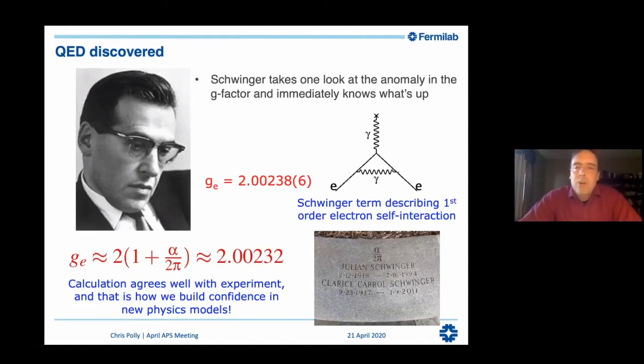So it didn't take Schwinger long to figure out what was going on. He was working at the time on the calculation of this first order electron self interaction, the Schwinger term. And you can see the impressive agreement out to 4 or 5 decimal places. It became clear that he was on the right track, and QED was discovered through this continued push in precision.